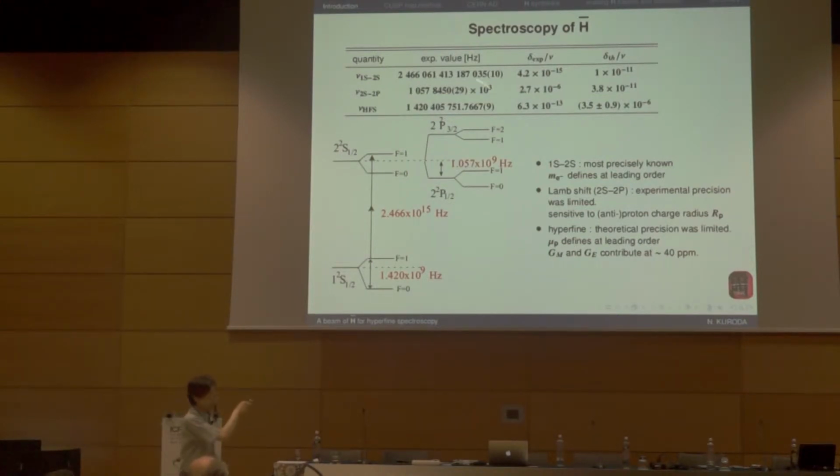This is of course for hydrogen, but some of the experimental techniques can be applicable to antihydrogen systems. And one more thing I should say: these quantities are at the leading order. As you see, different physical quantities can contribute at the leading order. For example, this is the mass, this is the charge radius, and this is, at the leading order, defined by the magnetic moment. And also the form factor of protons and antiprotons.